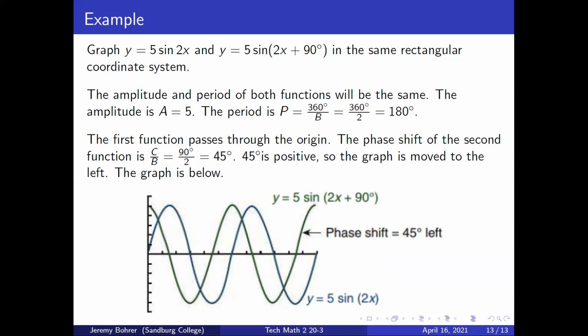The first function passes through the origin. The phase shift of the second function is c over b equals 90 degrees divided by 2, which is 45 degrees. 45 degrees is positive, so the graph is moved to the left. The graph is below.